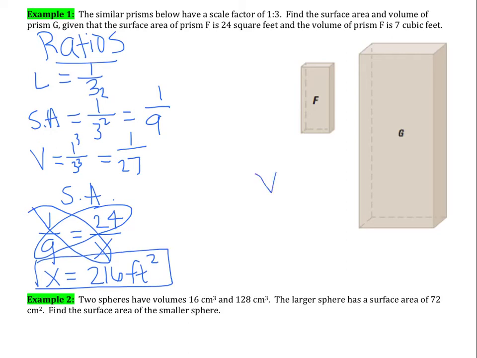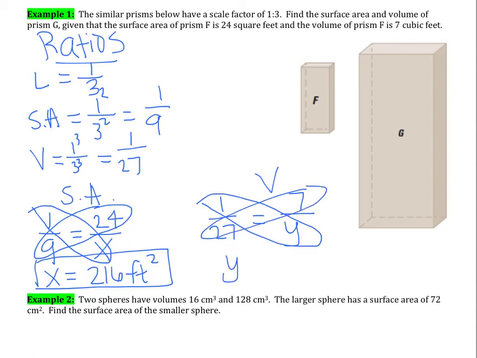Now let's do volume. We know the ratio for volume is 1/27, and that has to equal the volume of F over the volume of G. So the volume of F is 7 cubic feet, and we are looking for, let's call it Y this time, the volume of G. I'm going to cross multiply, and I'm going to get Y equals 189 feet cubed. Make sure it's cubed because it is a volume. That is the volume for prism G.